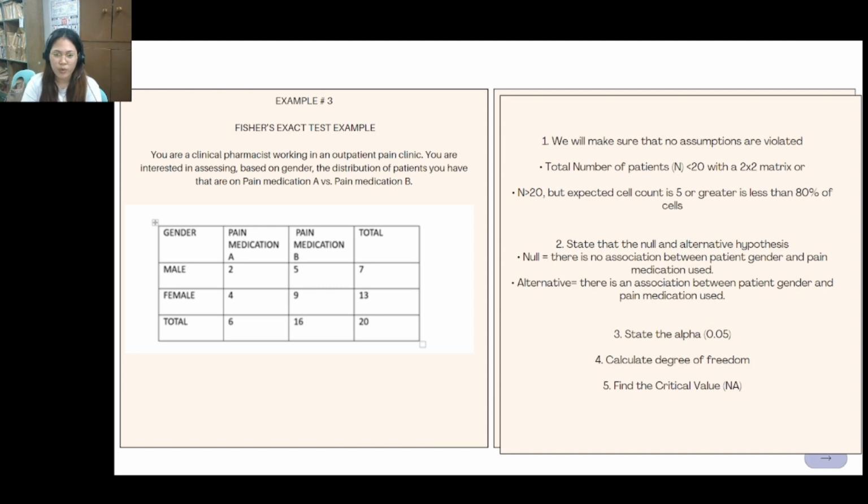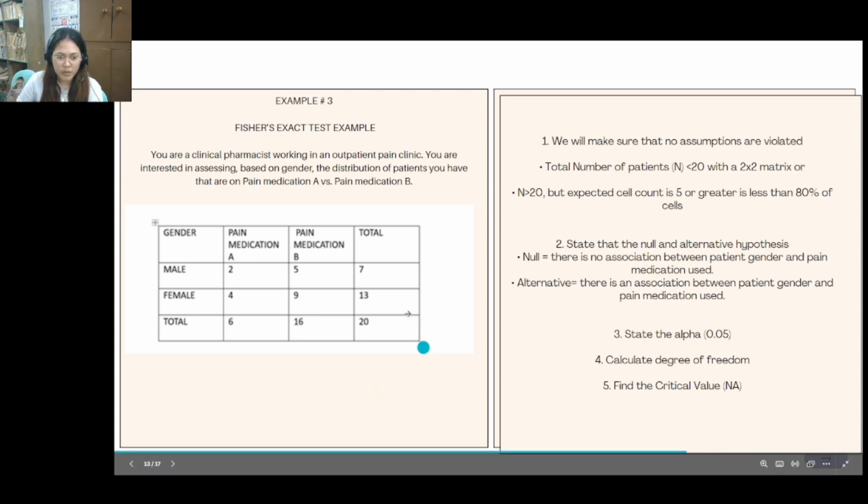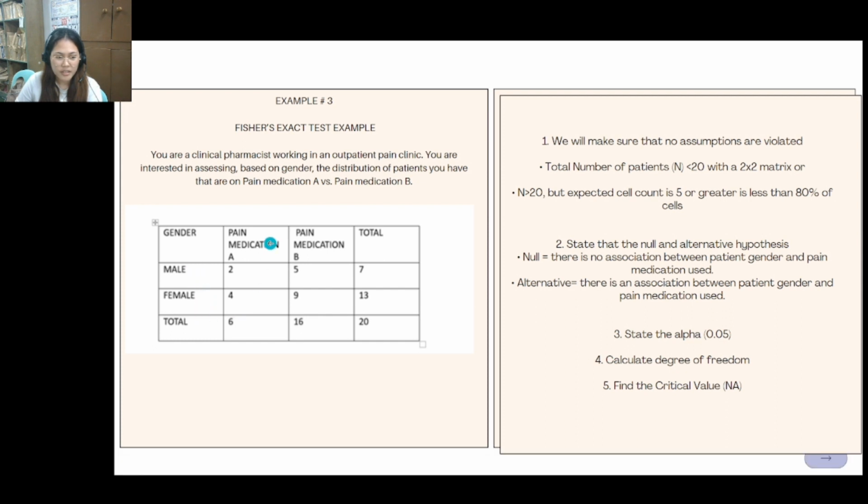Okay, let's move forward to example number 3. Fisher's exact test example. You are a clinical pharmacist working in an outpatient pain clinic. You are interested in assessing, based on gender, the distribution of patients you have that are on pain medication A versus pain medication B. Our data below is a 2 by 2 contingency table. Gender, the male, the female, pain medication A, pain medication B, and the total. Male, we have 2 on pain medication A, and so on and so forth.